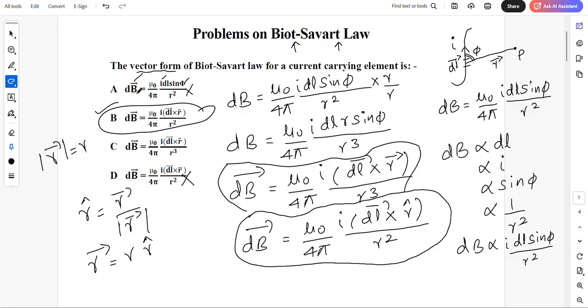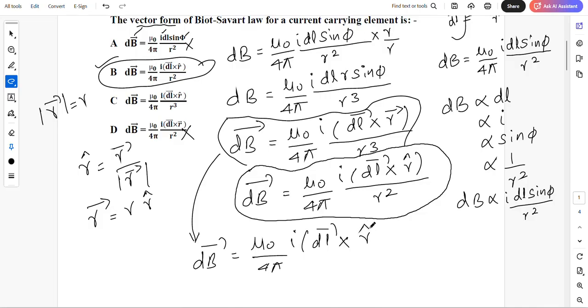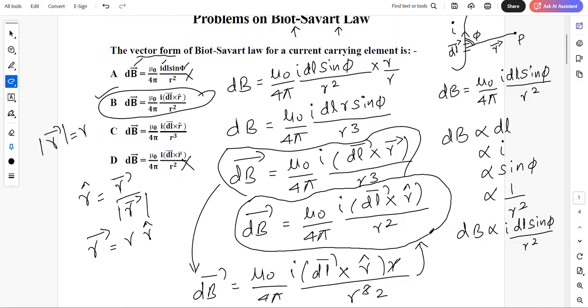Hope you understood this. Now, how did I simplify this one? Mu naught by 4 pi I will be as it is. Vector dl cross, in place of vector r, what I have written? r cap into r. This I can take outside, divided by r cube. This r and this r cancel, and you get this equation. Hope you have understood this. Now we'll go to the next sum.